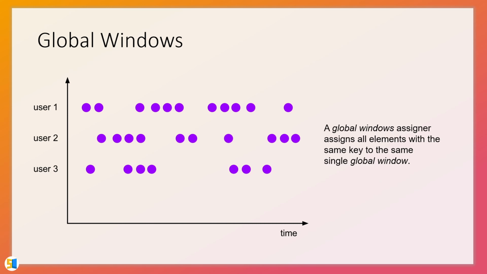The final type of window is global windows. It's an assigner that assigns all elements with the same key to the same single global window. It's a single window that covers the entire stream. A global window never closes by itself. So if you have a requirement to use a custom window trigger, I'm not discussing window triggers in this video, but there is a window trigger. So if you need a custom window trigger, then you can use this window assigner.